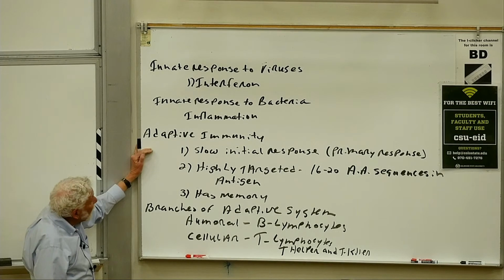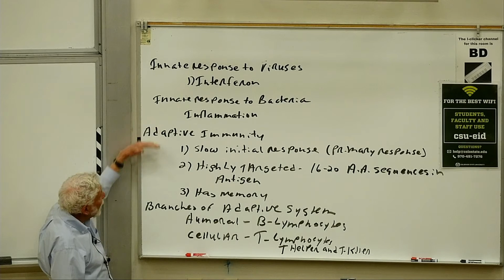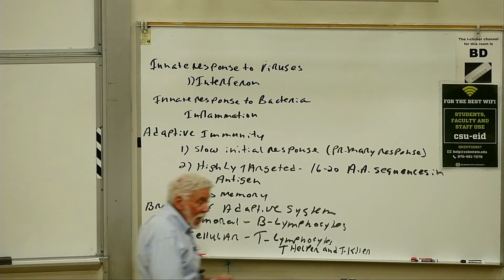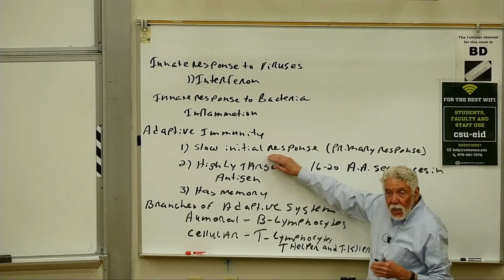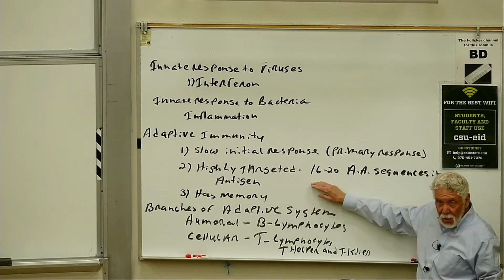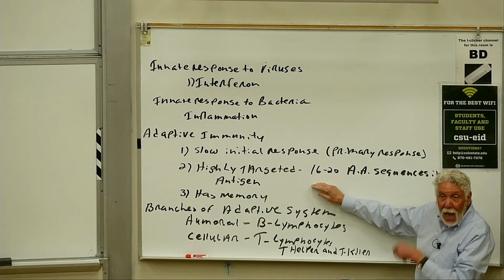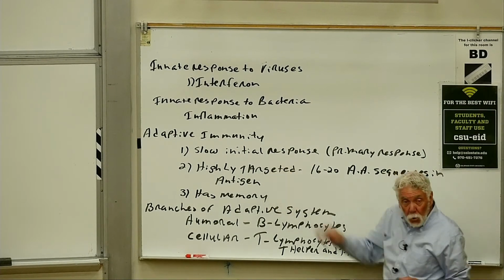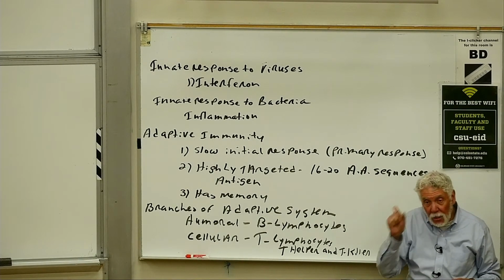And we'll also see that in the adaptive immune response. So the first story is going to be about the innate immune response, then we'll talk about the adaptive immune response. The adaptive immune response has these characteristics. It's slow. Its initial response takes days to weeks. It's highly targeted, where the innate immune response is pretty capricious. It blasts away at everything. The adaptive immune response is going to target 16 to 20 amino acid sequences on the foreign or pathogenic protein.